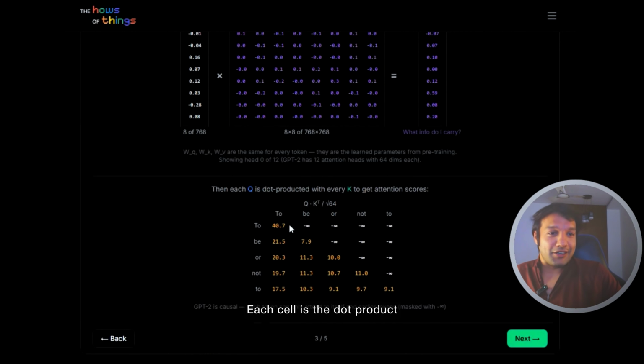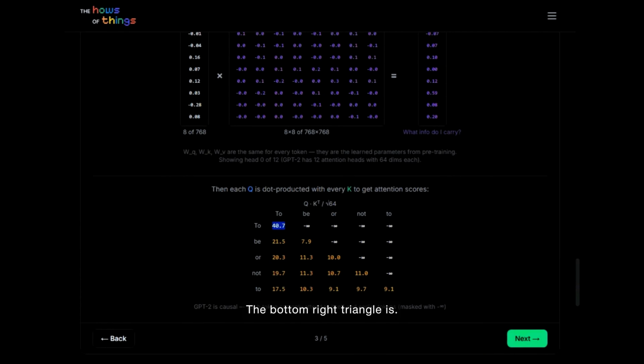This grid is the result. Each cell is the dot product of the query of one token times the key of another. Higher number means more relevant. But notice something, the bottom right triangle is always all negative infinity. That's the causal mask. GPT-2 can only look backward. Each token can attend to itself and earlier tokens, but not future ones. That's what makes it a language model. It can't cheat by looking ahead.